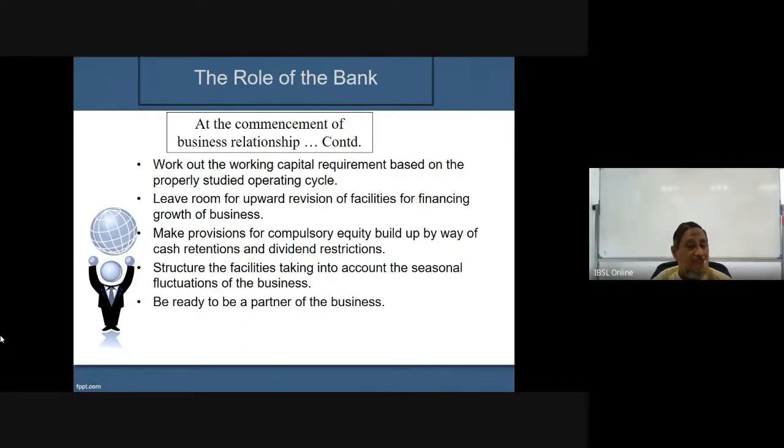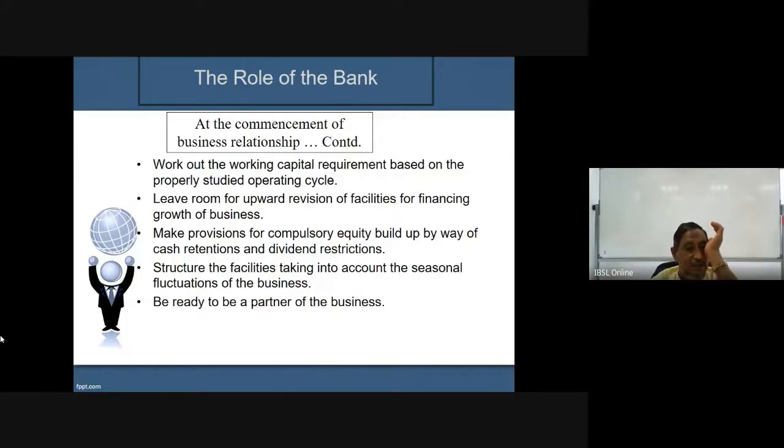Make provision for compulsory equity build-up by way of cash retentions and dividend restrictions. When it comes to rehabilitation of facilities, restructuring, and business turnarounds, always try to impose restrictions on cash payments, that is dividend payments, and try to do an equity build-up, that is, build up savings. Compulsory, and it will compensate in any crisis situation.